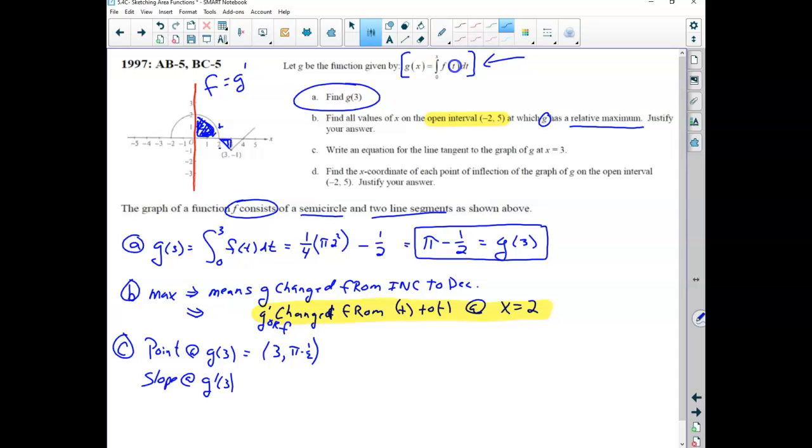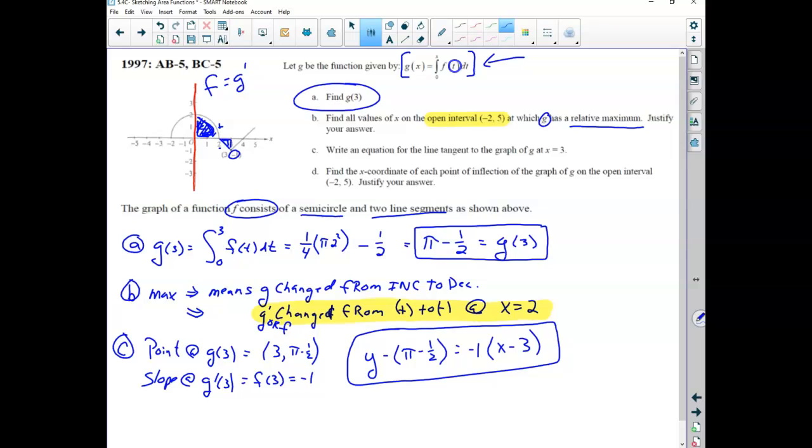And what's my slope at g prime of 3? Remember, g prime of 3 equals f of 3, which equals what? f of 3 is -1. So I can say y minus (pi minus 1/2) equals my slope times x minus 3. And if I want, I can leave it just like that, or I can tweak it. Doesn't matter. I would wager to leave it just like that.